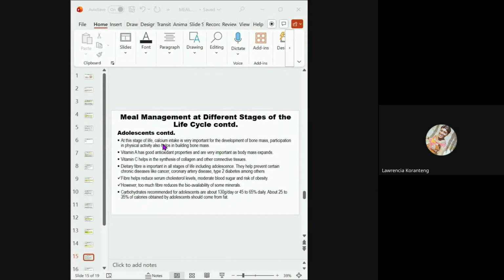So at this stage of the adolescent's life, calcium is very important. Vitamin A has good antioxidant properties, and they are important for mass. So these are some of the vitamins and minerals that, when you are asked to mention some, or if you are preparing the meals, we have to see that the meals you are preparing feature some of these vitamins. Vitamin C helps in the synthesis of collagen and other connective tissues, so they are very important here.